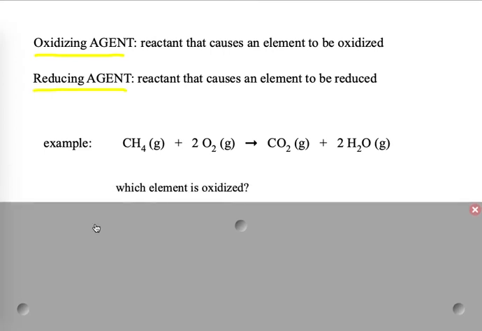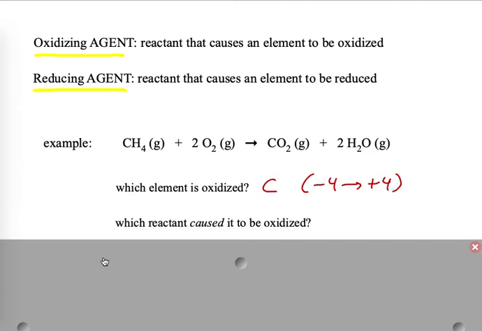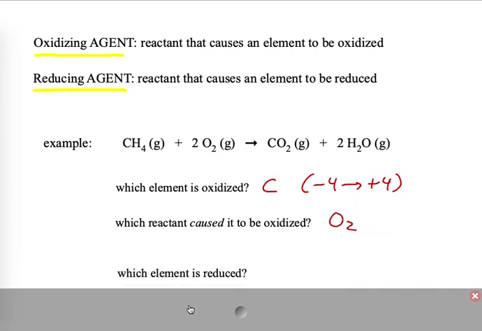Which element did we say is being oxidized? We said carbon is oxidized because its oxidation number is going from -4 to +4. An increase in oxidation number corresponds to a partial or complete loss of electrons, or oxidation. Which reactant, and by the way, the agents are always on the reactant side, caused carbon to be oxidized? Well, it has to be O2 because O2 contains the element that's being reduced.